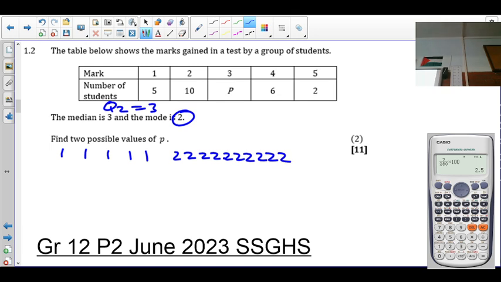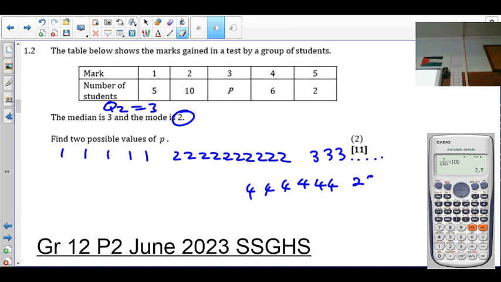The people who got 3 marks is P. So we don't know how many people got 3 marks. How many got 4 marks? 6. How many people got 5 marks? 2. This is also your frequency, okay? The number of students is your frequency in that category. So you all understand this so far, no?